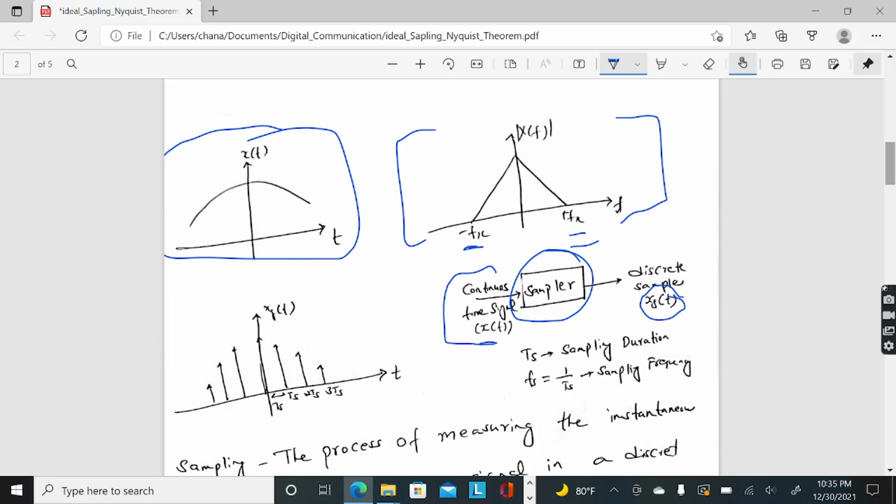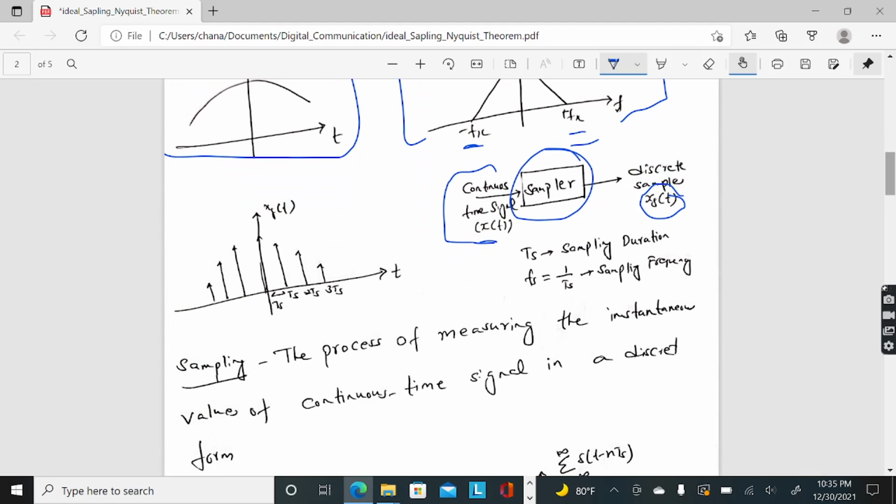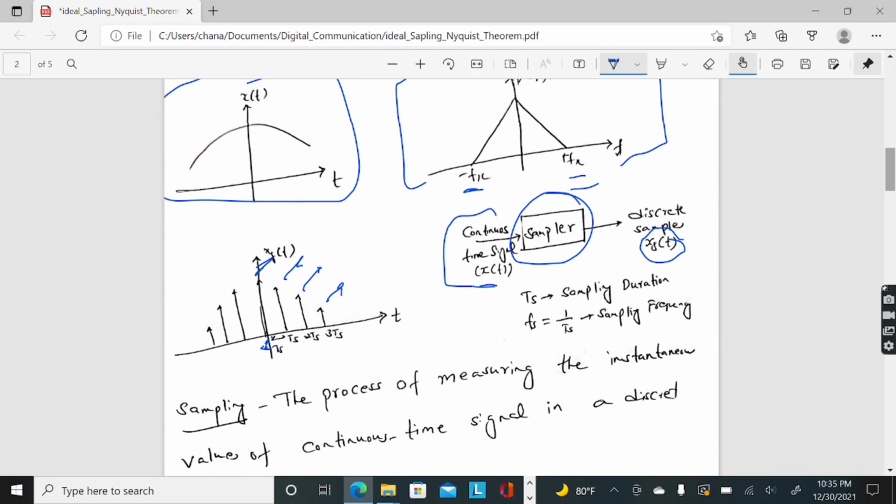So how does the output of the sampler, x delta of t, look in this example? I take samples at a periodic interval ts. I take a sample at t equal to 0, then at t equal to ts, another sample at t equal to 2 ts, another at t equal to 3 ts, and so on. The values are the instantaneous values of x of t. At t equal to 0, the value is the instantaneous value of x of t. At t equal to ts, again the instantaneous value of x of t. At t equal to 2 ts, again the instantaneous value of x of t at that time, and so on.